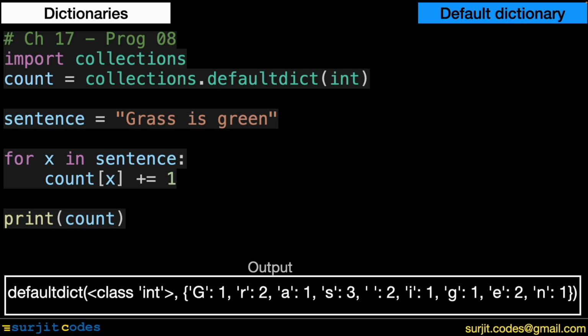Default value need not be an int always. If we replace it by list, the default value is an empty list. If we make it tuple, the default value is a tuple with no items and so on.